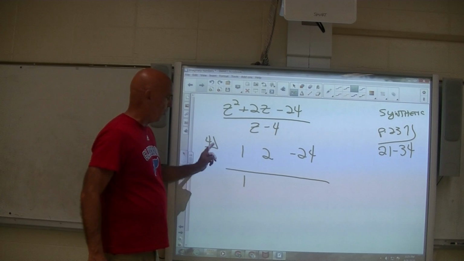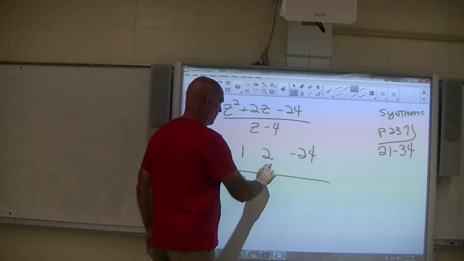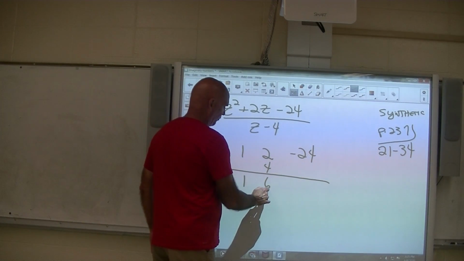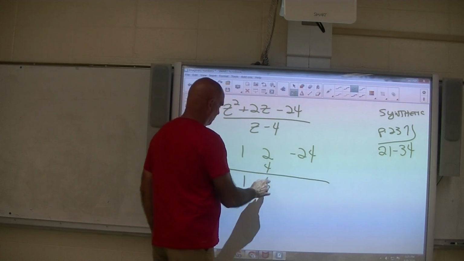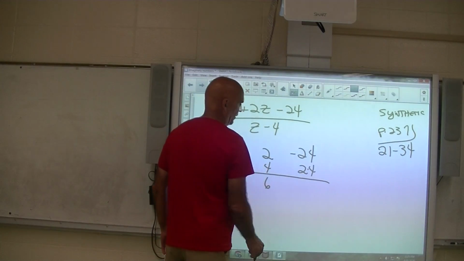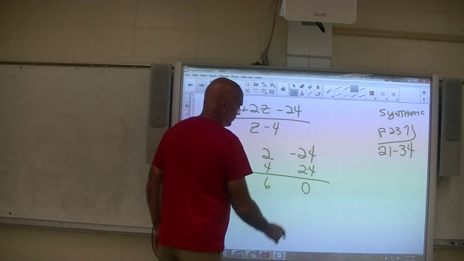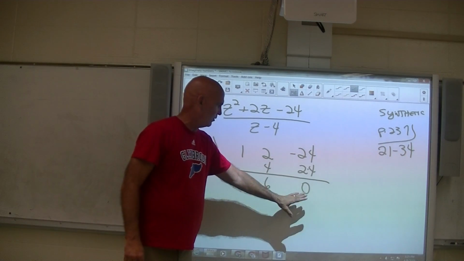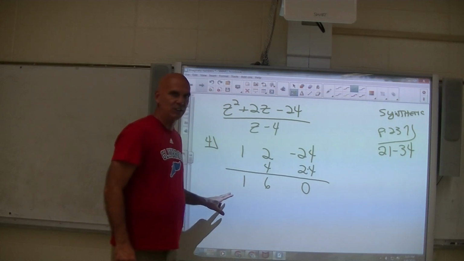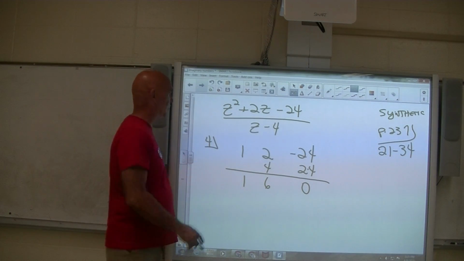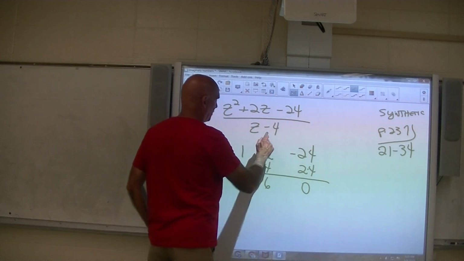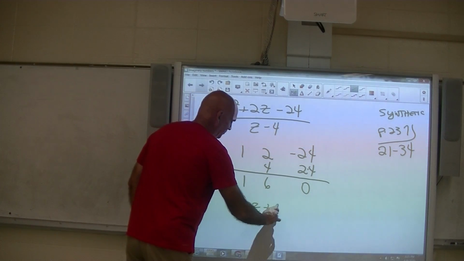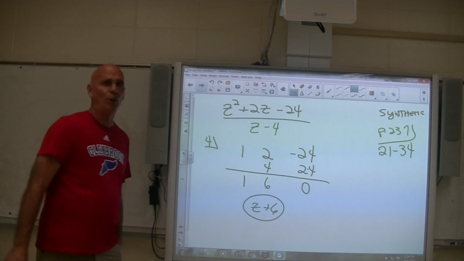Whatever's up here in the box, you multiply by that. 4 times 1 is 4. Then you add, 2 plus 4 is 6, and then you multiply. 4 times 6 is 24, and then you add those together and you get 0, all right? When you get through, you've already done the division now. This is the remainder, this is the constant, and this is the coefficient on z. In other words, when you divide z squared plus 2z minus 24 by z minus 4, your answer is 1z plus 6. That's your answer. This is called synthetic division.